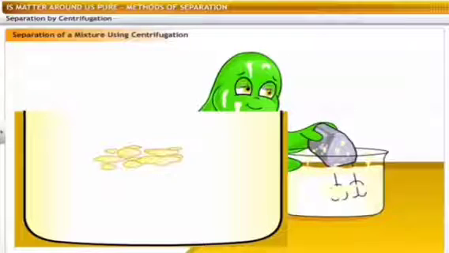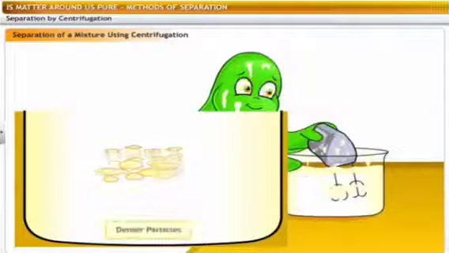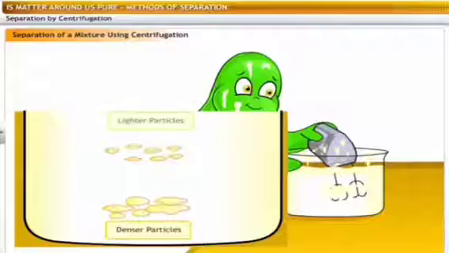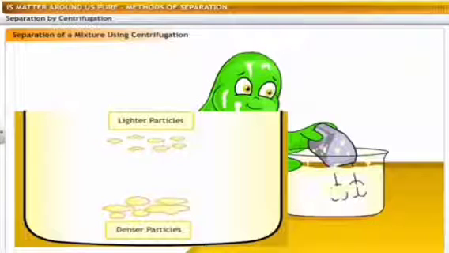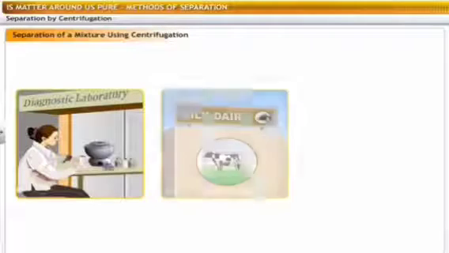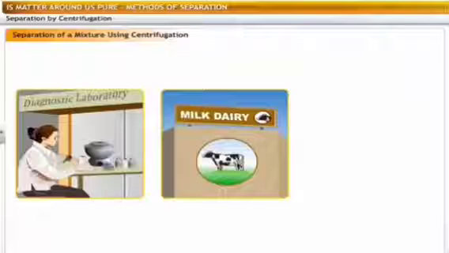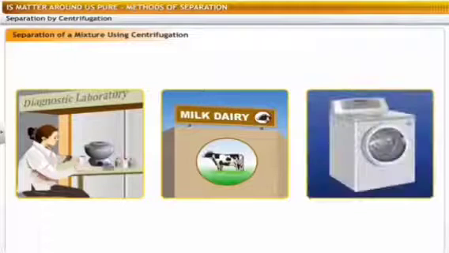The principle is that when the liquid is spun rapidly, the denser particles are forced to the bottom and the lighter particles stay at the top. Centrifugation is used for blood and urine testing in diagnostic laboratories, in dairies to separate butter from cream, and in washing machines to squeeze out water from clothes.